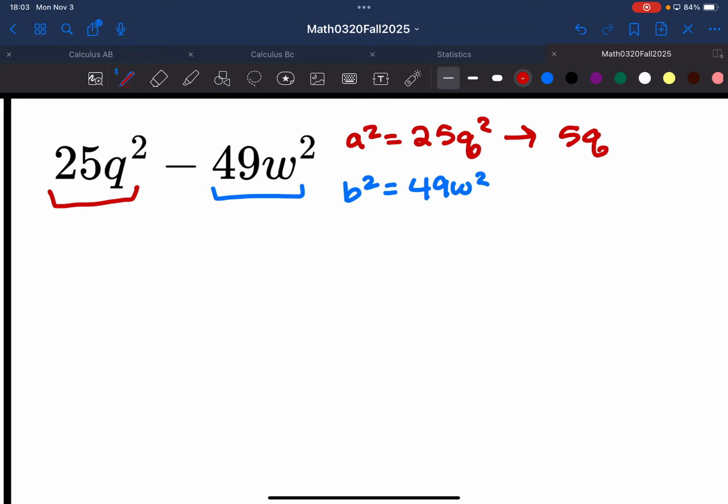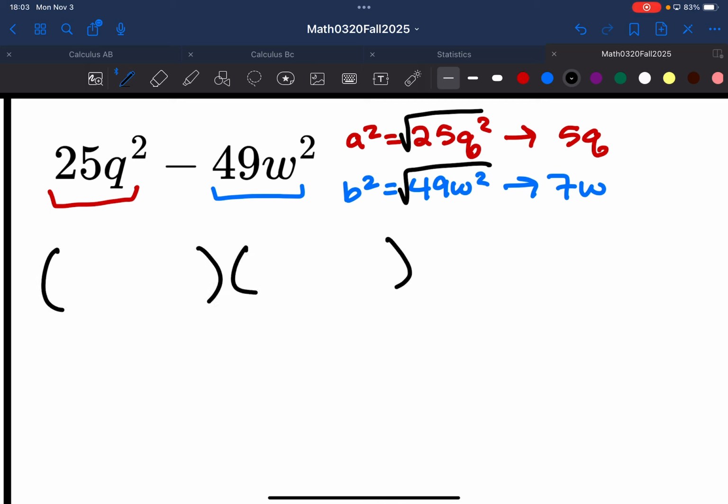5q, because we take the square root of 25q squared. Good. And what about for b? 7w. Good, we got that by taking the square root there. So that means my two parentheses, what would my first parenthesis be? 5q plus 7w. And the second one? 5q minus 7w. Good, perfect.